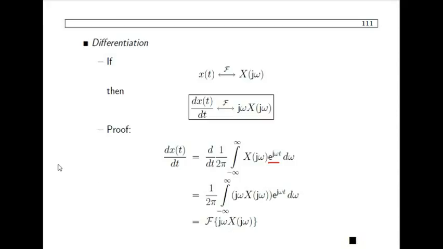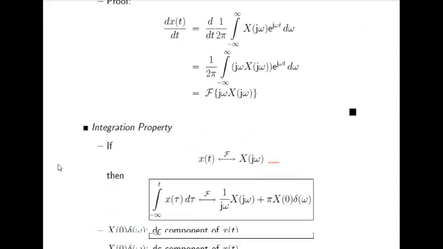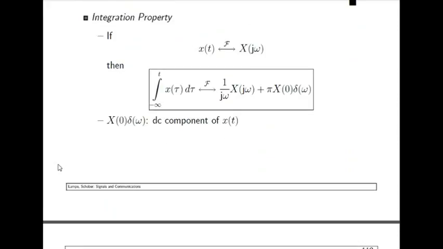Now let's see the next property, which is the integration property. If I have x(t) as my signal and its Fourier transform is X(jω), then the integral from −∞ to t of x(τ) dτ will have Fourier transform (1/jω) X(jω) + π X(0) δ(ω). And here πX(0)δ(ω) is the DC component of x(t).